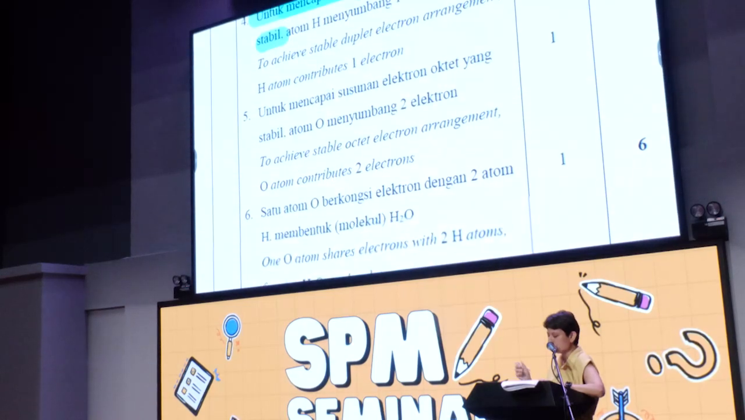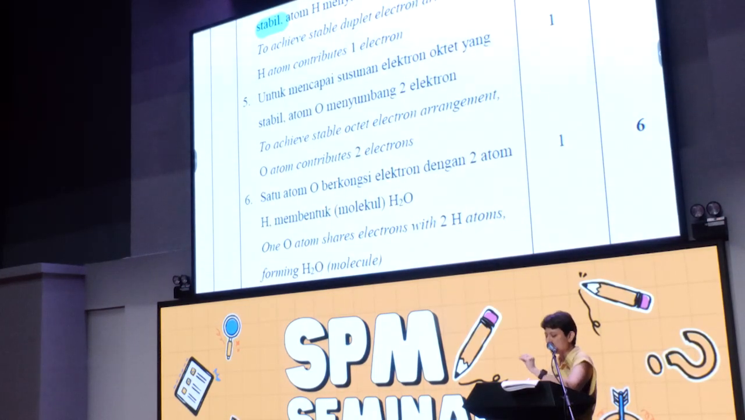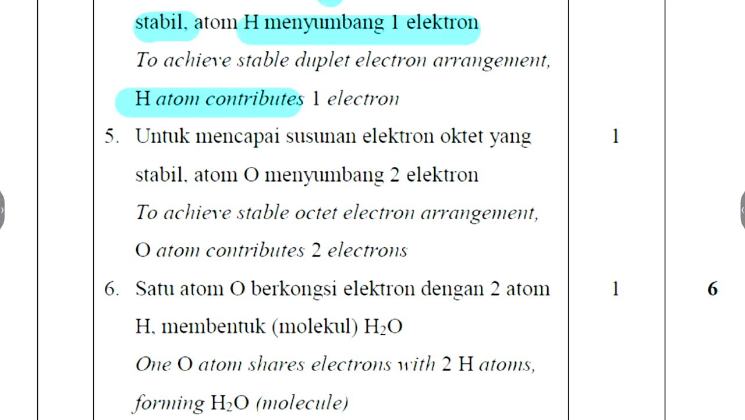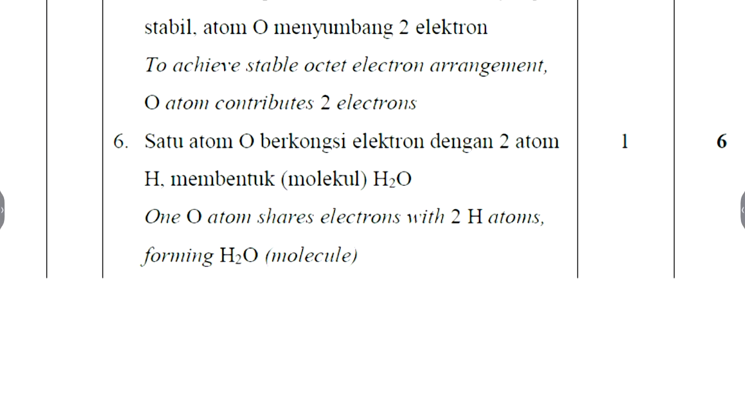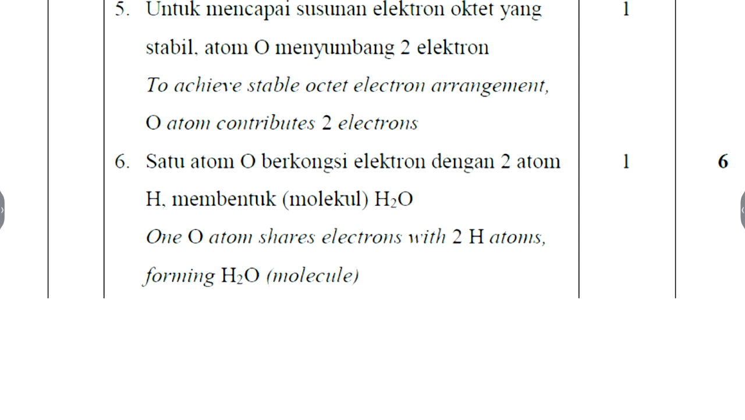Okay? And then, if it is ionic, we don't say contribute. If it's ionic, we say releases or receives. But if it's covalent, we say contributes 1 electron. And then, for ionic, we say forms positive ion. For covalent, we say berkongsi, share electrons. Okay, so it's not very, very difficult to write.